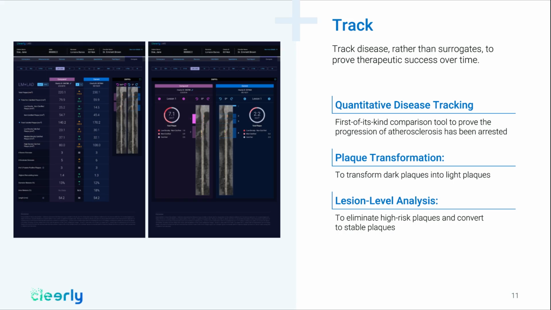With this, CLEERLY is able to definitively establish who is at risk for heart attack, who is not at risk for heart attack, those who are at risk for progression, those with dangerous, unstable type plaque, and we can therefore institute the best therapeutic interventions to prevent heart disease.